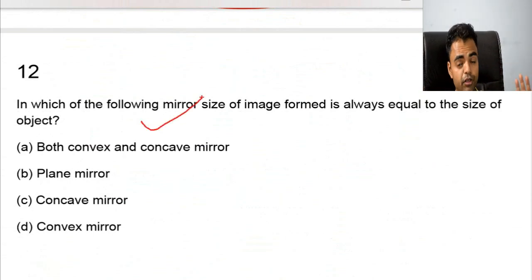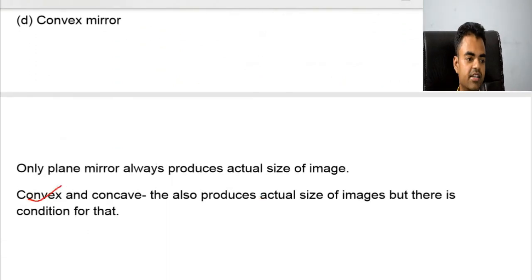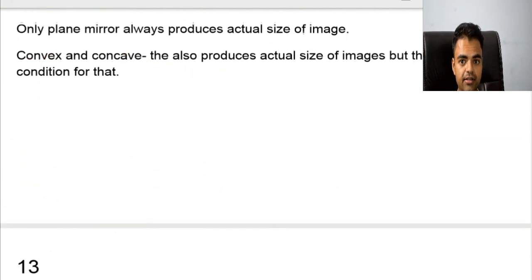Now 12th question, which of the following mirrors' size of image formed is always equal to size of object? Always remember, whenever you are reading a question, always focus, don't confuse, always focus. So the main important key point of this question is what? Always. So the answer would be what? Plane mirror, because a plane mirror always gives us equal size of an object, right? So the answer will be what? Plane mirror. Now let's talk about convex and concave mirror. There are other mirrors also, convex, concave. They also produce actual size of images, but there is a condition for that. Of course there is a condition for that, you must remember this.